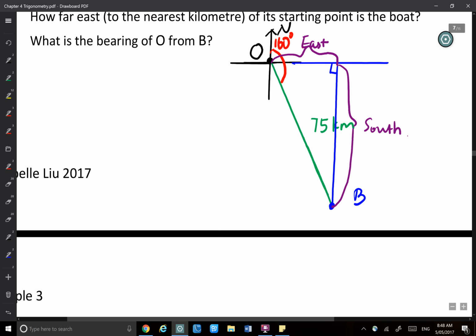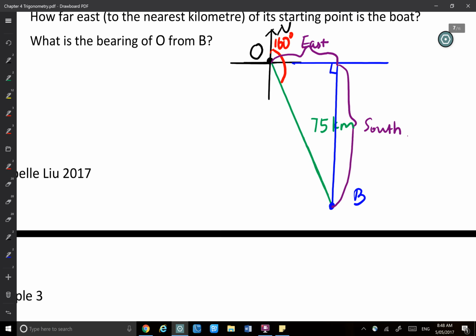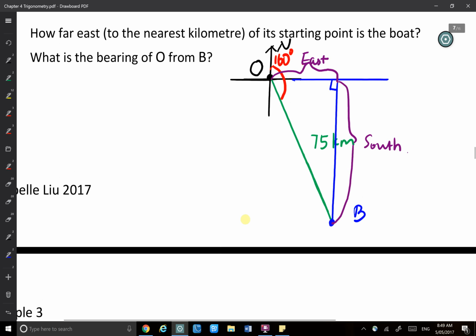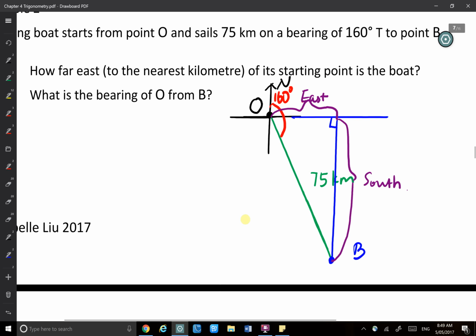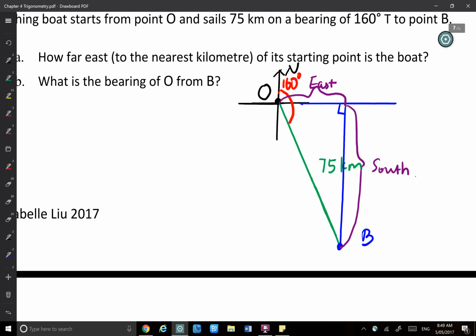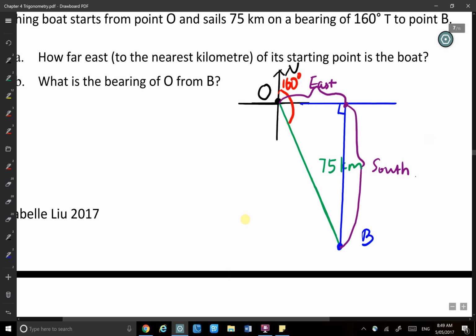This length is how far I move to the east, and this vertical line is how far I move to the south. Okay, east and south, and it's asking us about how far east. So I want to find this horizontal length. Let's put a point A here. Let's say that point is point A.